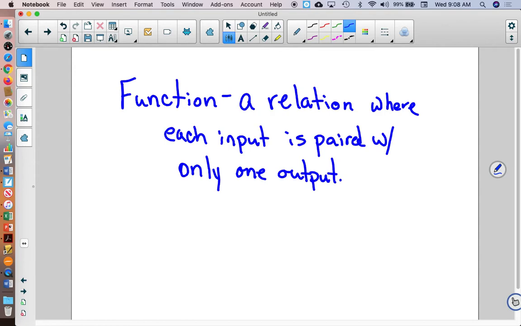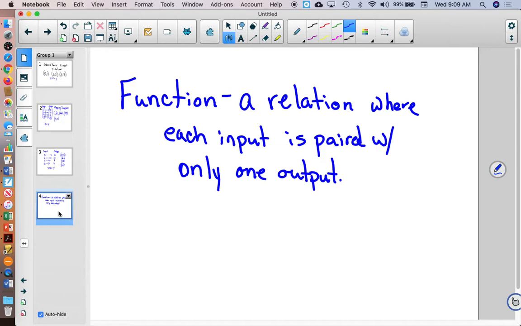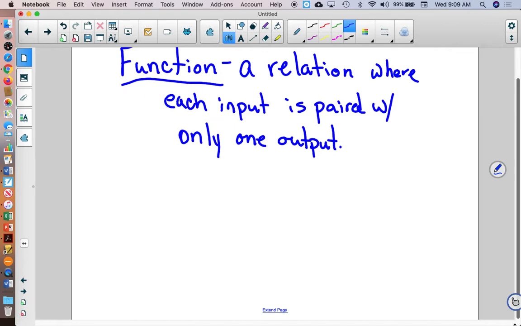So when I go back to what we were working on, what we've practiced with already, if we look at this one, would negative x plus 12 equals y be a function? It's going to be. Every input has exactly one output and only one output for it. That means it's a function. That's what our ultimate goal is to find out. So let's look at, just by knowing what a function is, what if I give you this one?